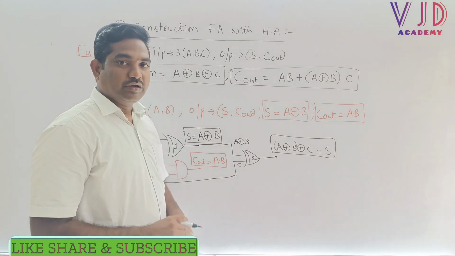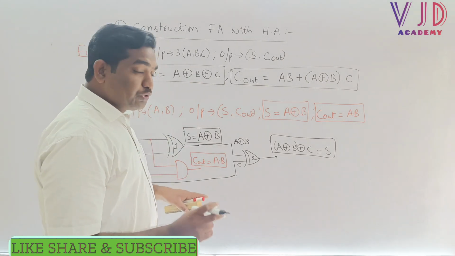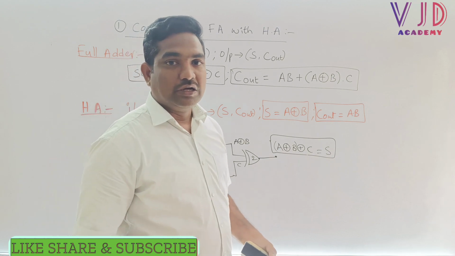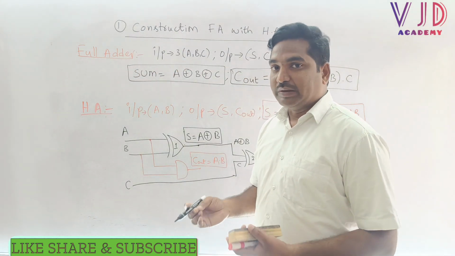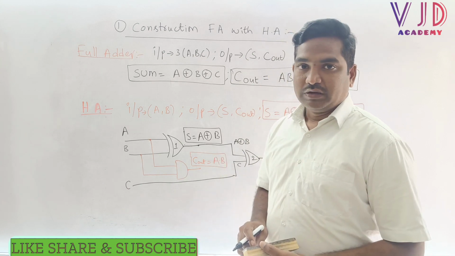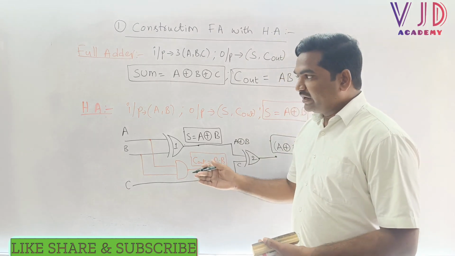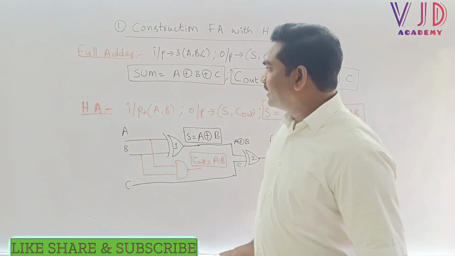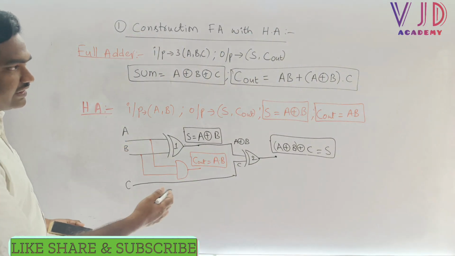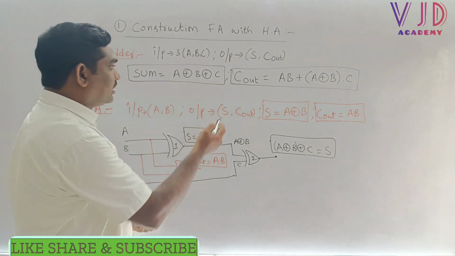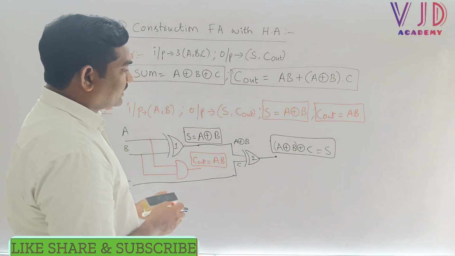Yes. Which means 2 XOR gates are required to produce the sum output of full adder, by implementing it using half adders. And now let us see how many other gates are required to produce the output of C out. We can say carry output.